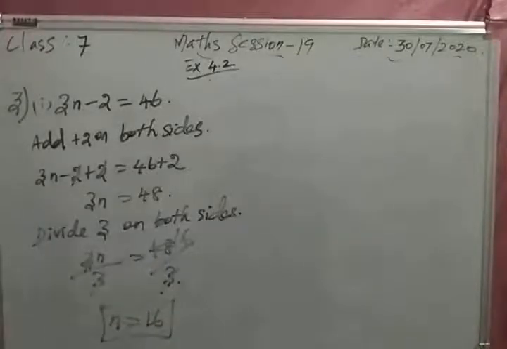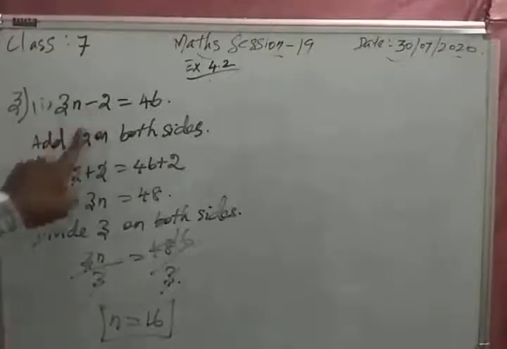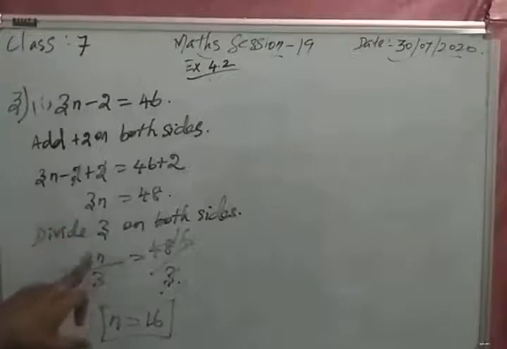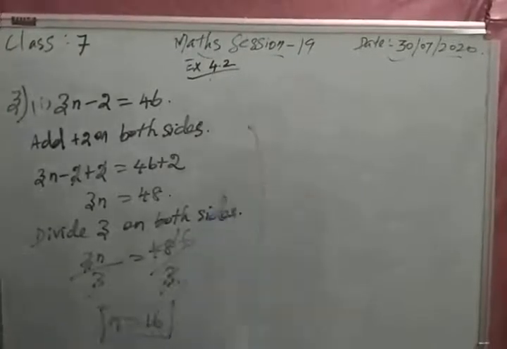What we have done? Step 1, we added plus 2 on both sides to cancel the minus 2. Next, 3n is there, so we divided by 3 on both sides. We got the value finally as n is equal to 16. If you want to check, you can check it. But anyway, I have checked, this one is correct. Okay, now let's go for the second one.